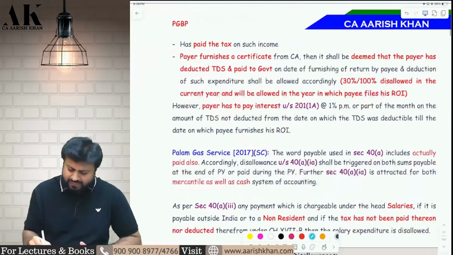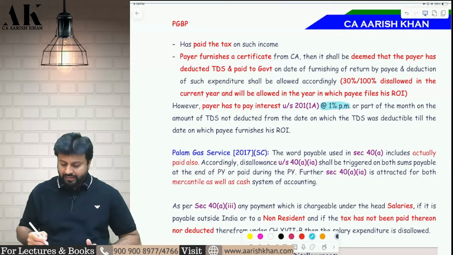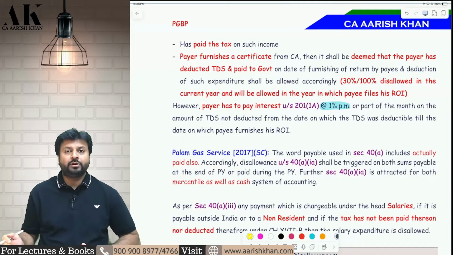Yes. Only one interest is liable for you, that is 1% per month or part thereof. No other interest will be liable on you. Only one interest you are liable to pay.